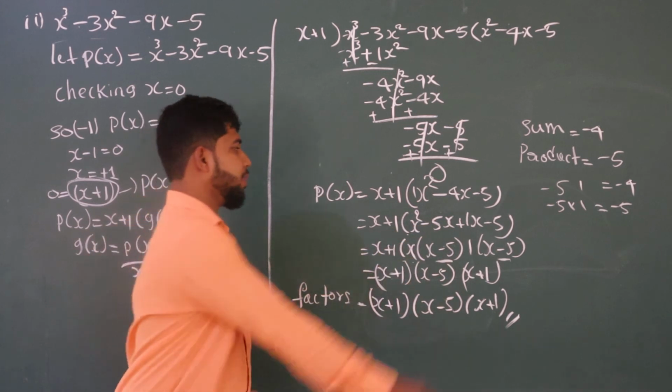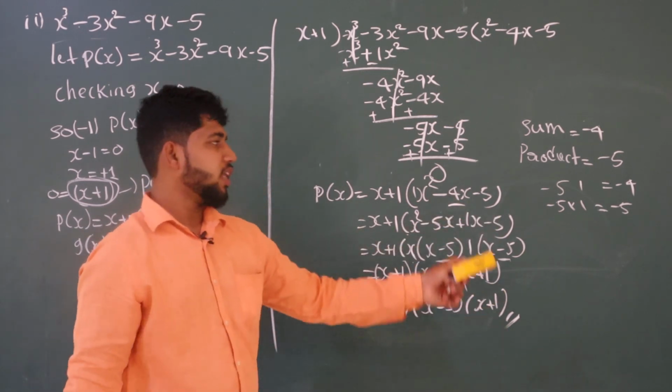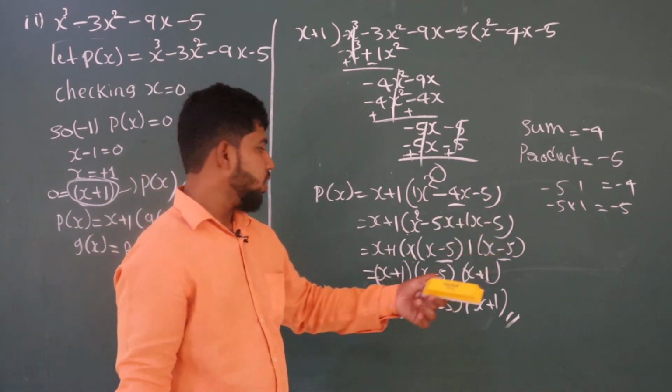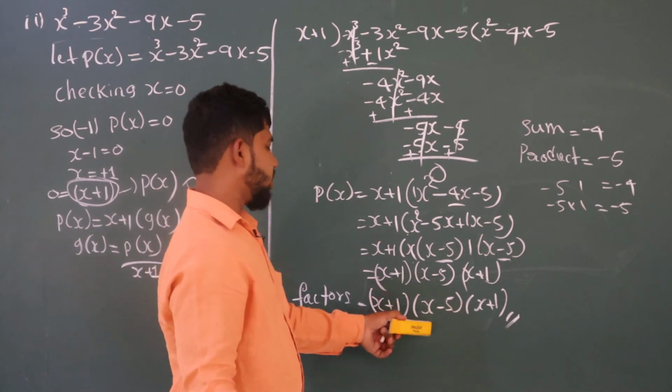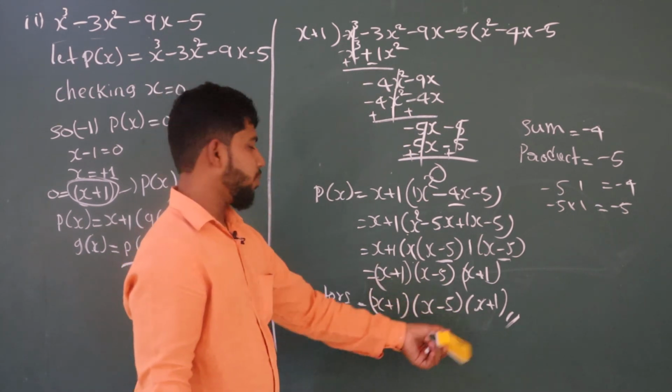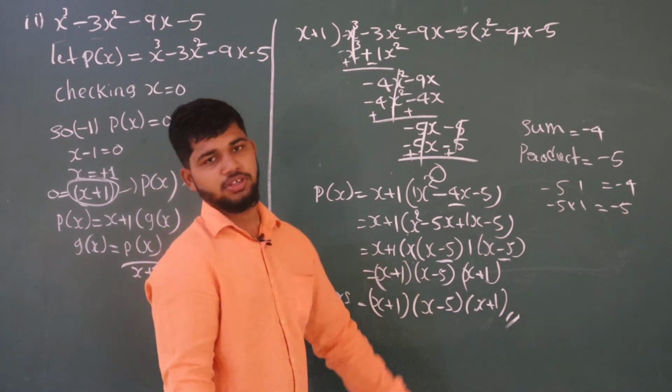Here, by the splitting the middle number method, using the two numbers minus 5 and 1, the factors we get are x minus 5 and x plus 1. So the total factors are x plus 1, x minus 5, x plus 1.